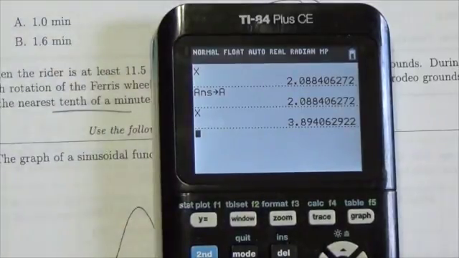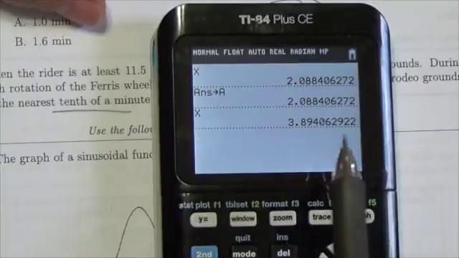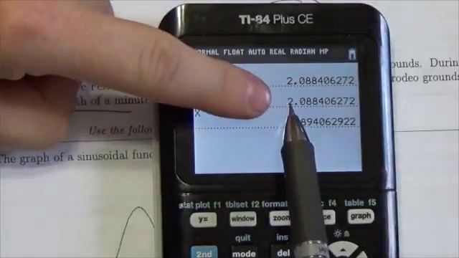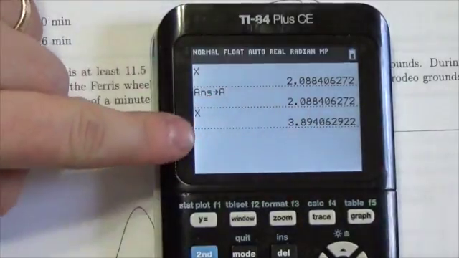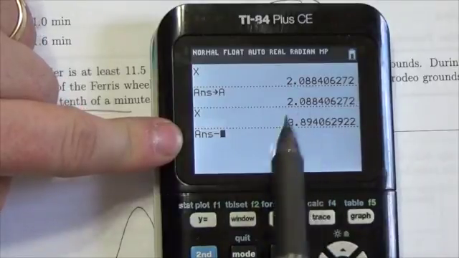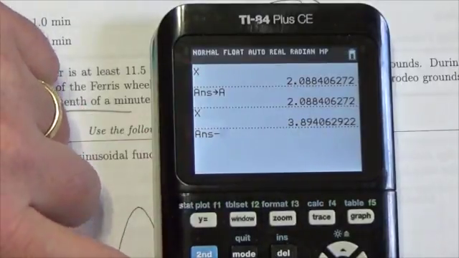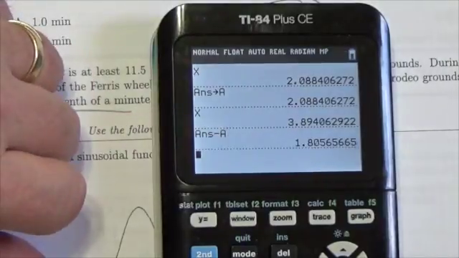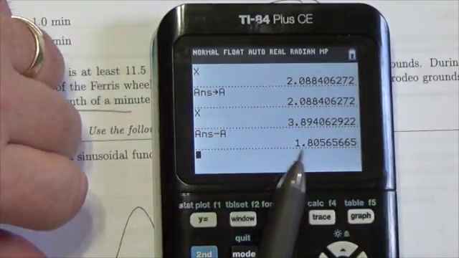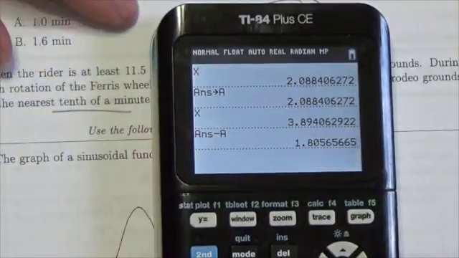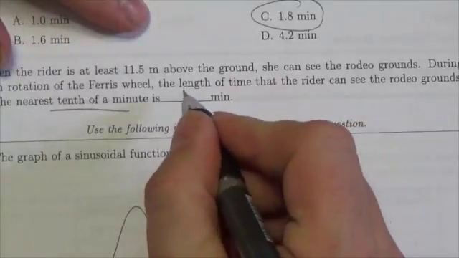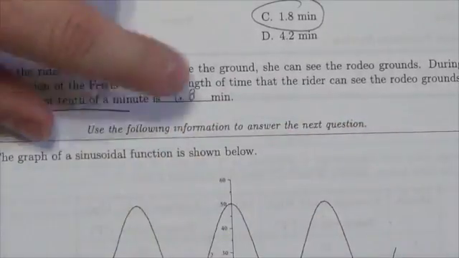But I'm interested in the difference between them: how long this person is above that height. That person isn't above that until 3.89 minutes. That person gets up to that point at 2.088 minutes and then drops back down again. So I want the difference. I'm just going to press subtract. This number, subtract, and now I'll do alpha math to pull that A up again. And there it is. My answer is that the girl is above that height for 1.8 minutes. So, to the nearest tenth of a minute, 1.8 minutes, and that's what they're looking for.